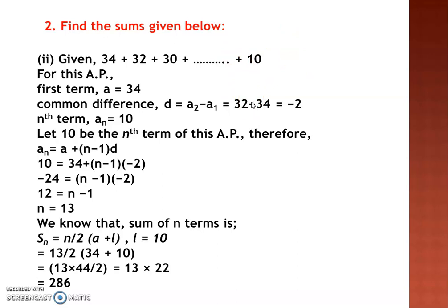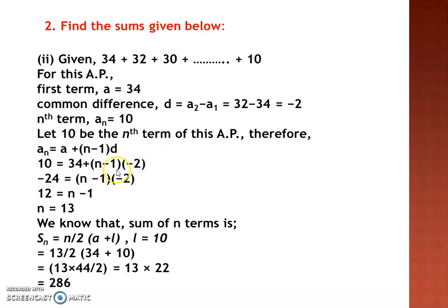In the Sn formula, you have to substitute the number of terms. So the first step is to find how many terms are there in this AP. For that, you will use the nth term formula. The nth term or the last term is 10 here. So A plus n minus 1 d is 10. A is 34 and the common difference is 32 minus 34, that is minus 2. It is a decreasing AP, so the common difference will be negative.